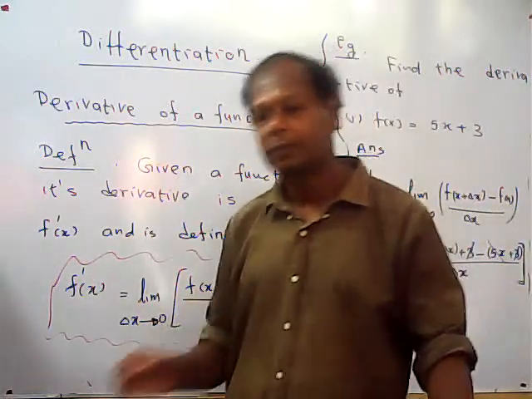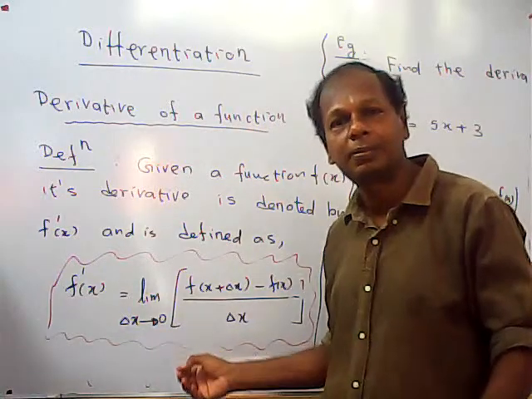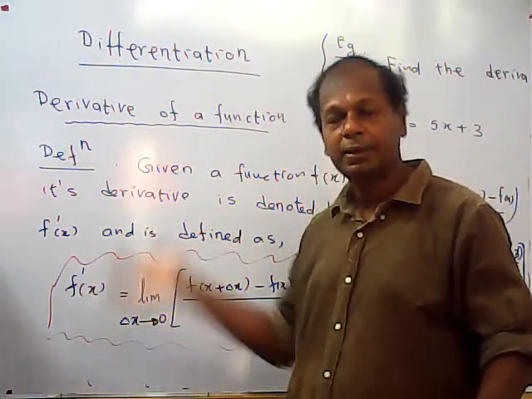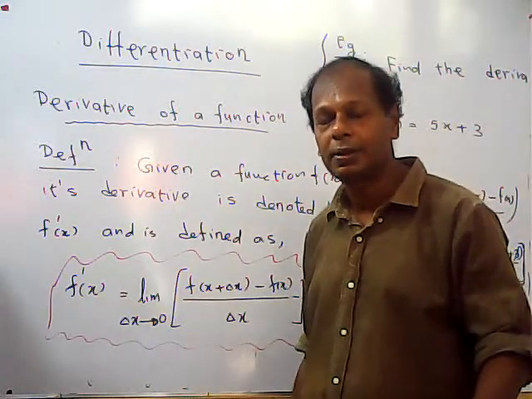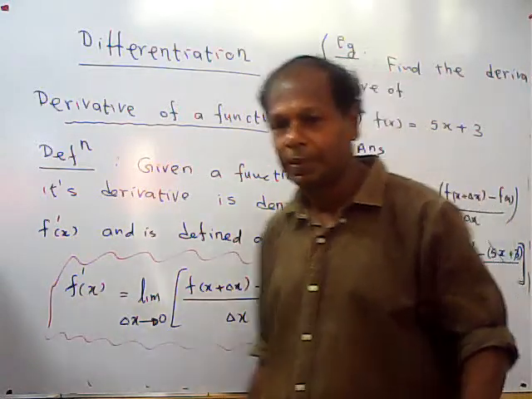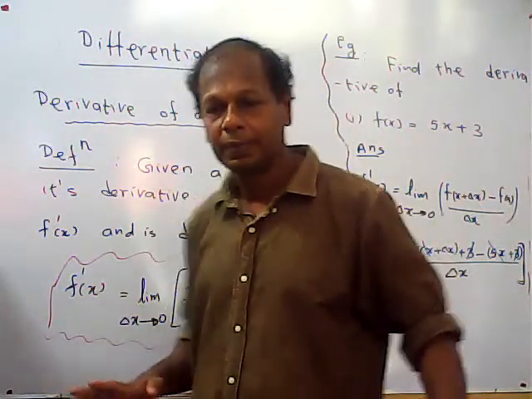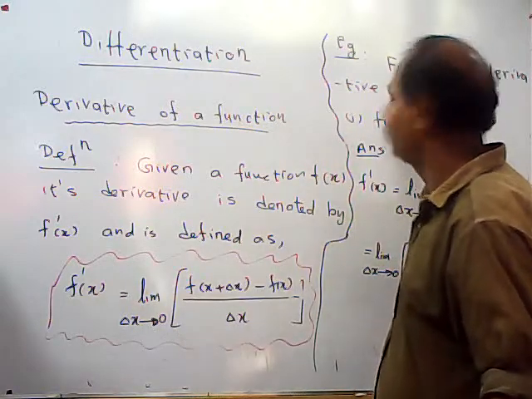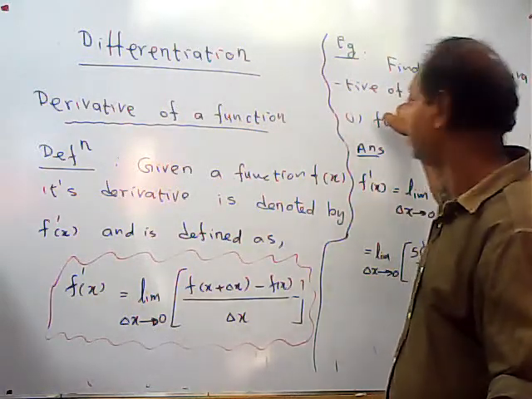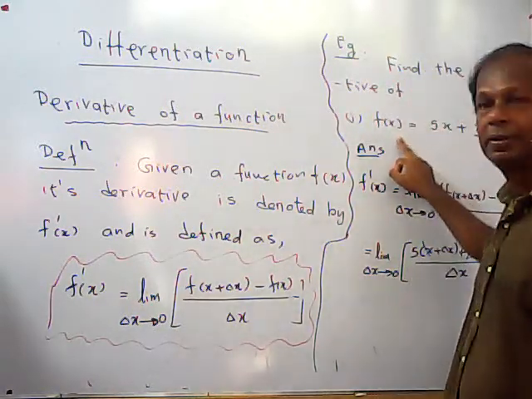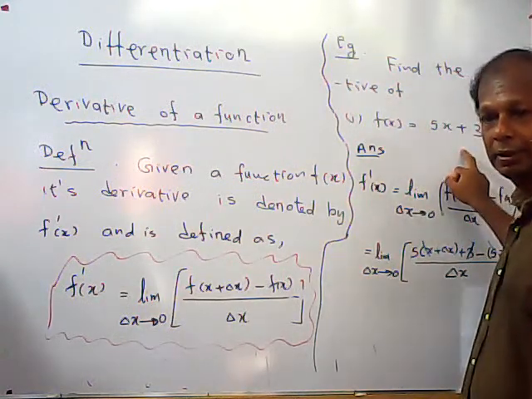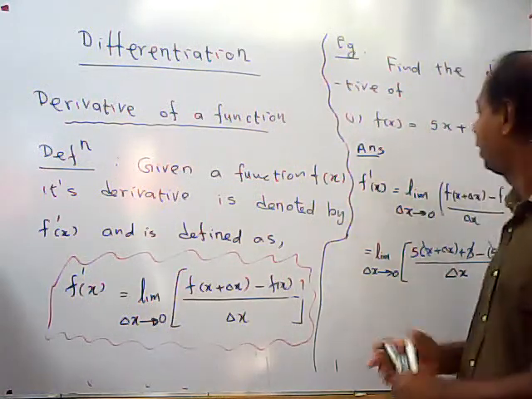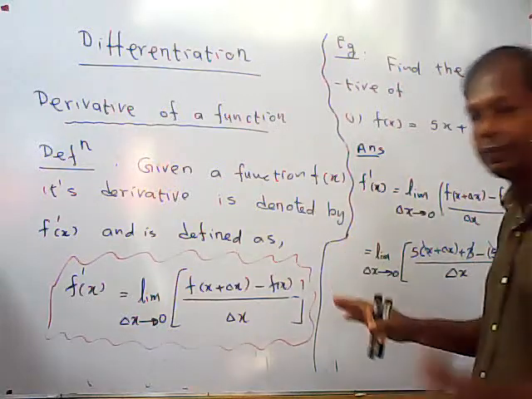Now I know that just seeing this you don't get much of an idea, but things will be very clear after we take one or two examples, right? The first example, to find the derivative. The function is f(x) equals 5x plus 3, and you have to find the derivative.